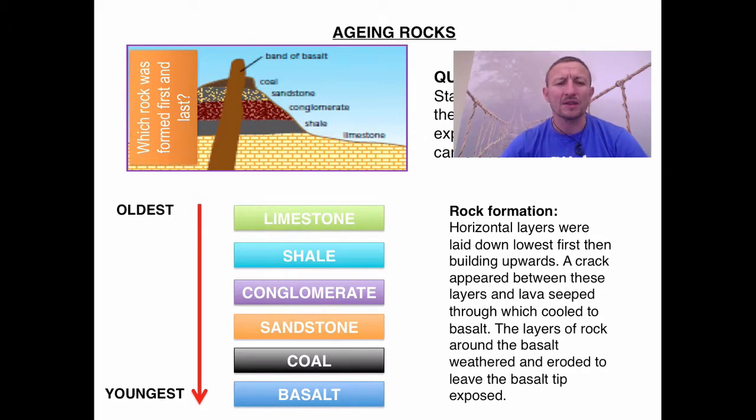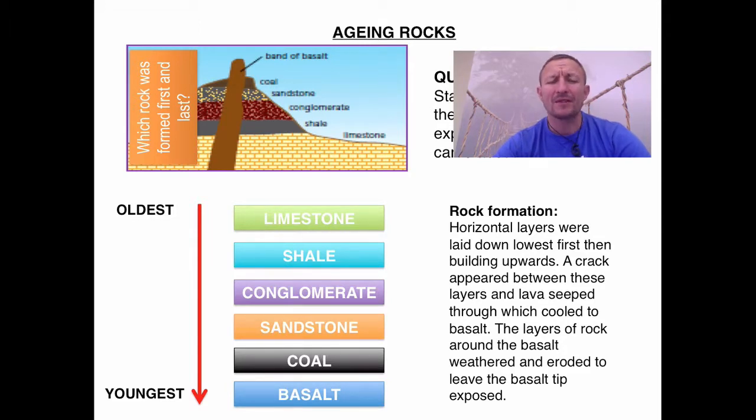So with the oldest going to the youngest, as you can see on the left hand side, going from limestone through to shale, conglomerate, sandstone, coal, and basalt. And remembering that the basalt layer was actually a split, lava went through, cooled, and then the result is that it got exposed over a period of time with erosion. So you could be asked anything on a picture like this, but to work out the age, the rule is always, if it's at the bottom, more often than not, it's going to be the oldest.